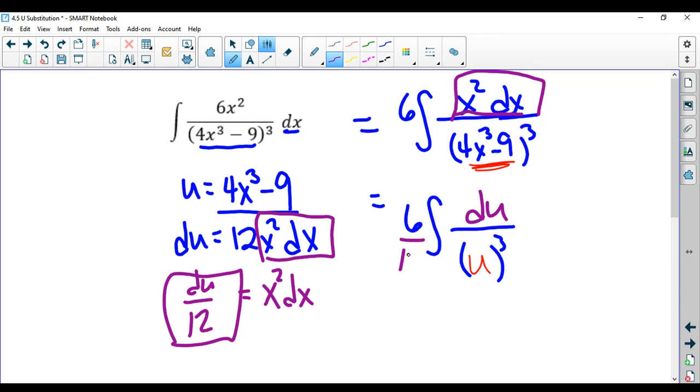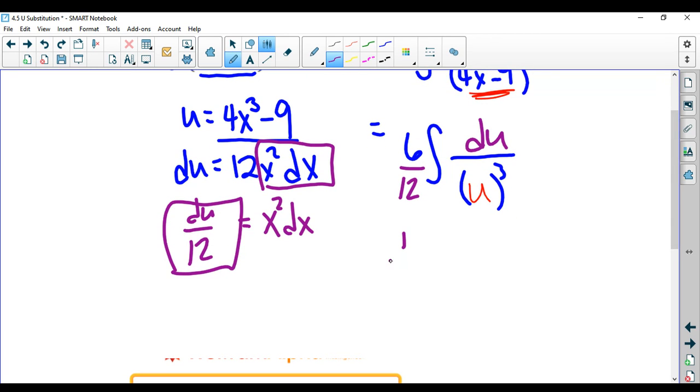12 is a constant. I'm going to keep it out. So we have 1/2. You can only integrate this when u is up top. So it's 1/2 u to the negative third du. And finally, this is an integral that we can do. And all integrals are easy once you get them down to this, because it's only one rule.